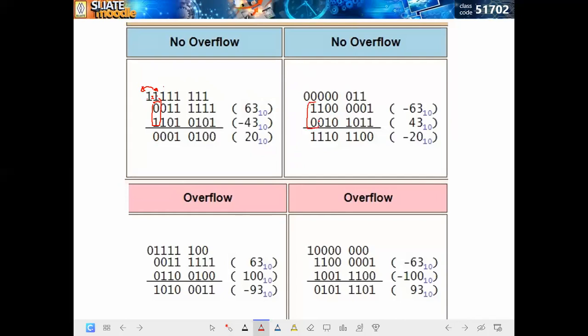If we refer to the high order bit here, 0 has come from the previous one. Then 0 has gone out from the high order bit. Then 0 and 0 are equal, sorry, equal values. Then there is no overflow.